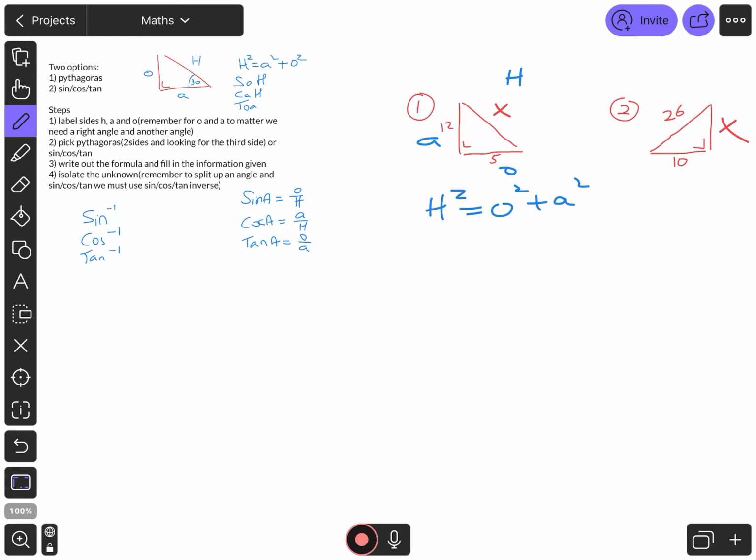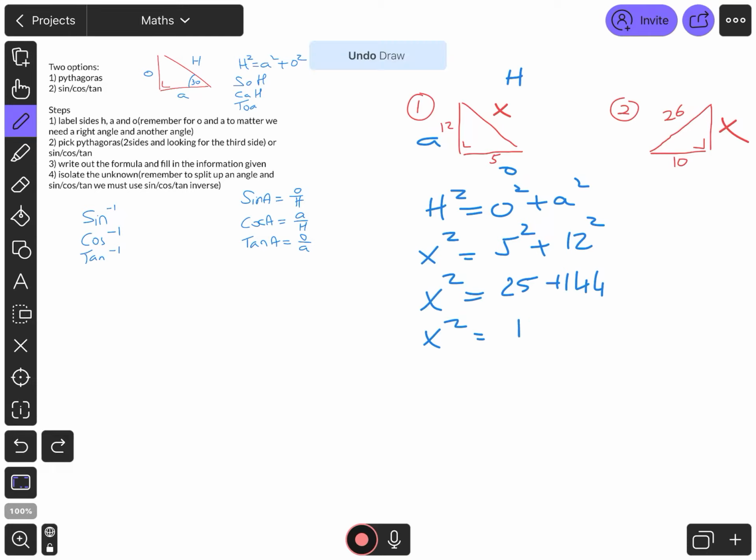And I'm going to fill in that formula. H is just x, so I'm going to say x squared. O is 5, so I'm going to say 5 squared, plus A is 12 squared. I can put this whole thing in the calculator if I want, or I can multiply it out. That's 25 and 144. That's x squared equals 169. To isolate the x, I need to bring this square over, and when I bring over the square, it becomes a square root of 169, so x is equal to 13. They didn't say centimetres or anything, so I don't need to, but if they had said centimetres, I'd need to put my centimetres at the end.